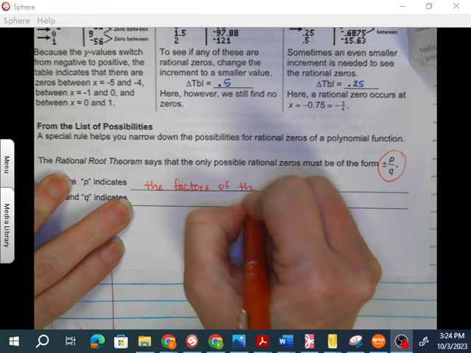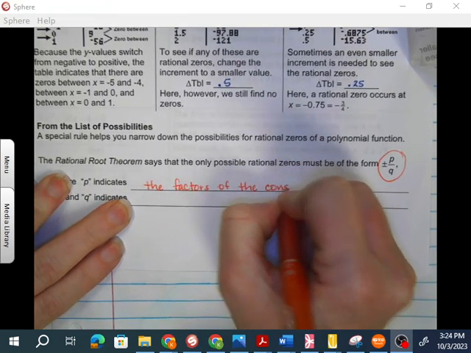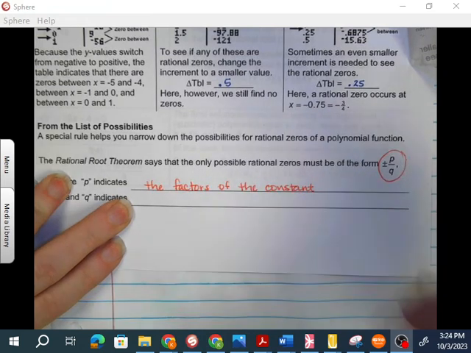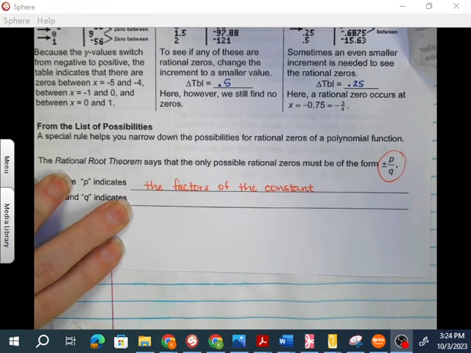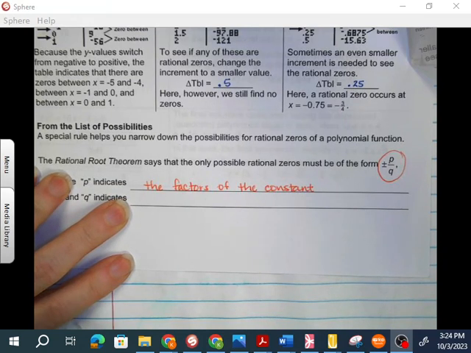Now that only helps me if I know what a constant is. What is the constant in a polynomial? The number that doesn't have an x or an x squared. Perfect. It's the number that does not have an x or an x squared. As long as there's no x with it, it's the constant.